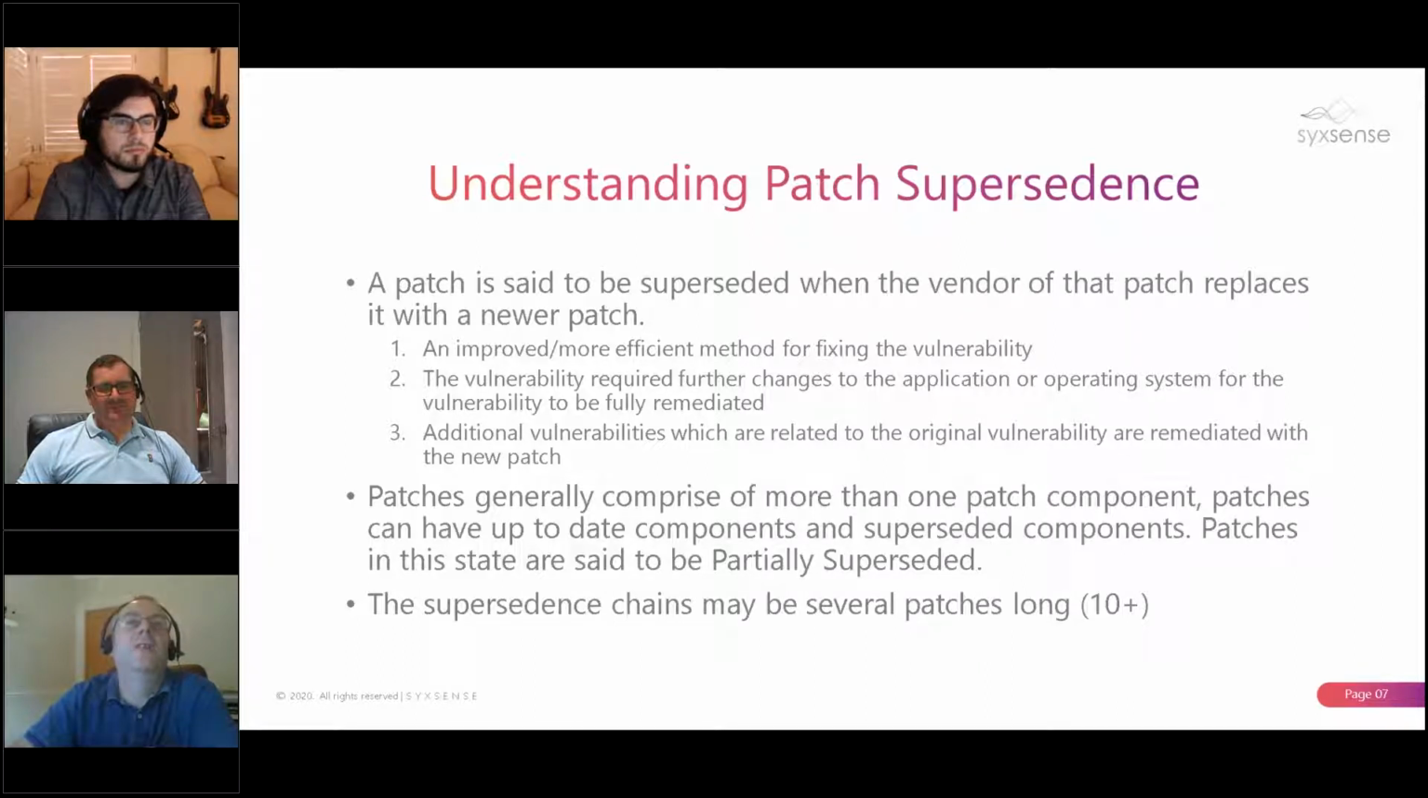A patch will have at least one component, but many patches really have several more components, generally for different operating systems and things like that. Now, if some but not all of those components have been superseded, then the patch is basically said to be partially superseded. It's also worth noting that the supersedence chain can be many, many patches deep, literally up to 10 patches deep, although maybe 2 or 3 being more the norm.